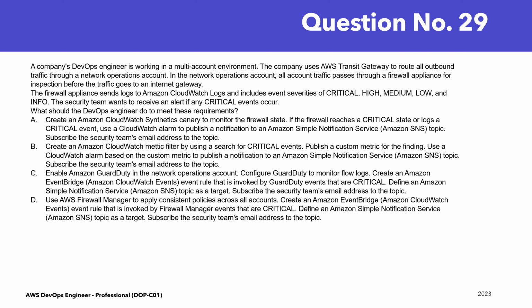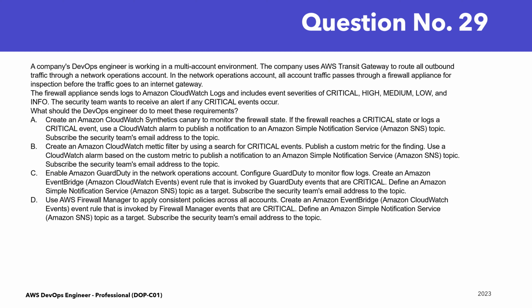C. Enable Amazon GuardDuty in the network operations account. Configure GuardDuty to monitor flow logs. Create an Amazon EventBridge, Amazon CloudWatch Events, event rule that is invoked by GuardDuty events that are critical. Define an Amazon Simple Notification Service, Amazon SNS, topic as a target. Subscribe the security team's email address to the topic.